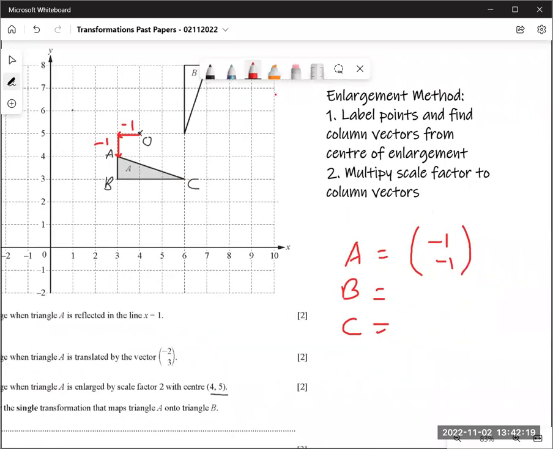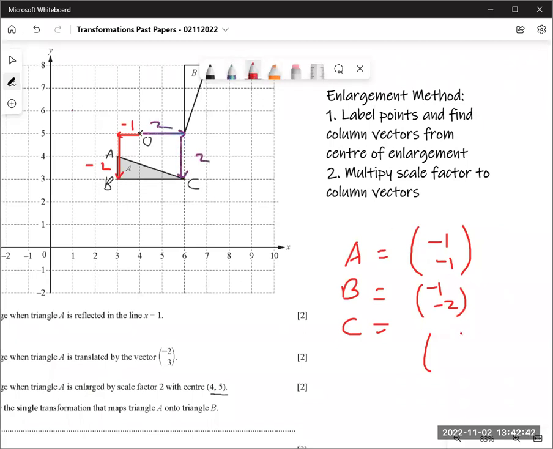So -1, -1. Now how do we go to B? B will be -1, -2. So everything is the same, but we're going downwards twice. That's -2. So -1, and in the y-axis -2. Now for C, all you have to do is go from here to here, 2, and downwards 2, so 2, -2. Now we have all of these ready.